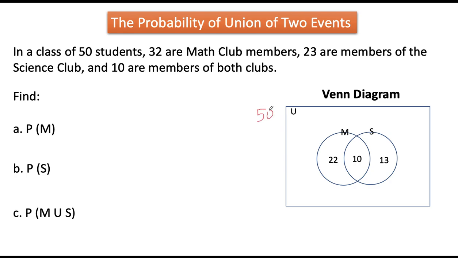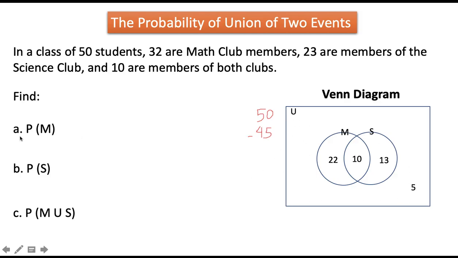and as you observe, if we're going to add 22 plus 10 plus 13, this gives us 45. So it means there are only 45 students who are members of these clubs. So where are the rest of the students? So those 5 members are neither math club members nor science club members. So they are written outside these two sets, but they should be written inside or within the universal set.